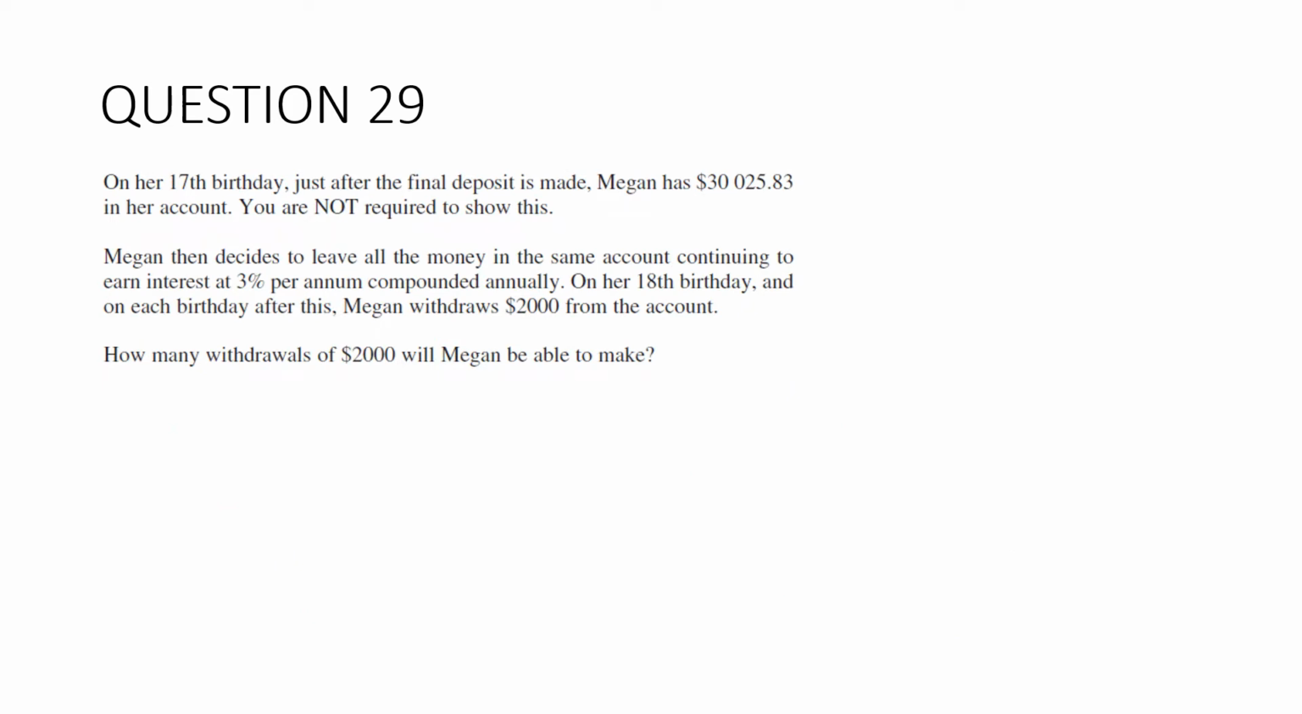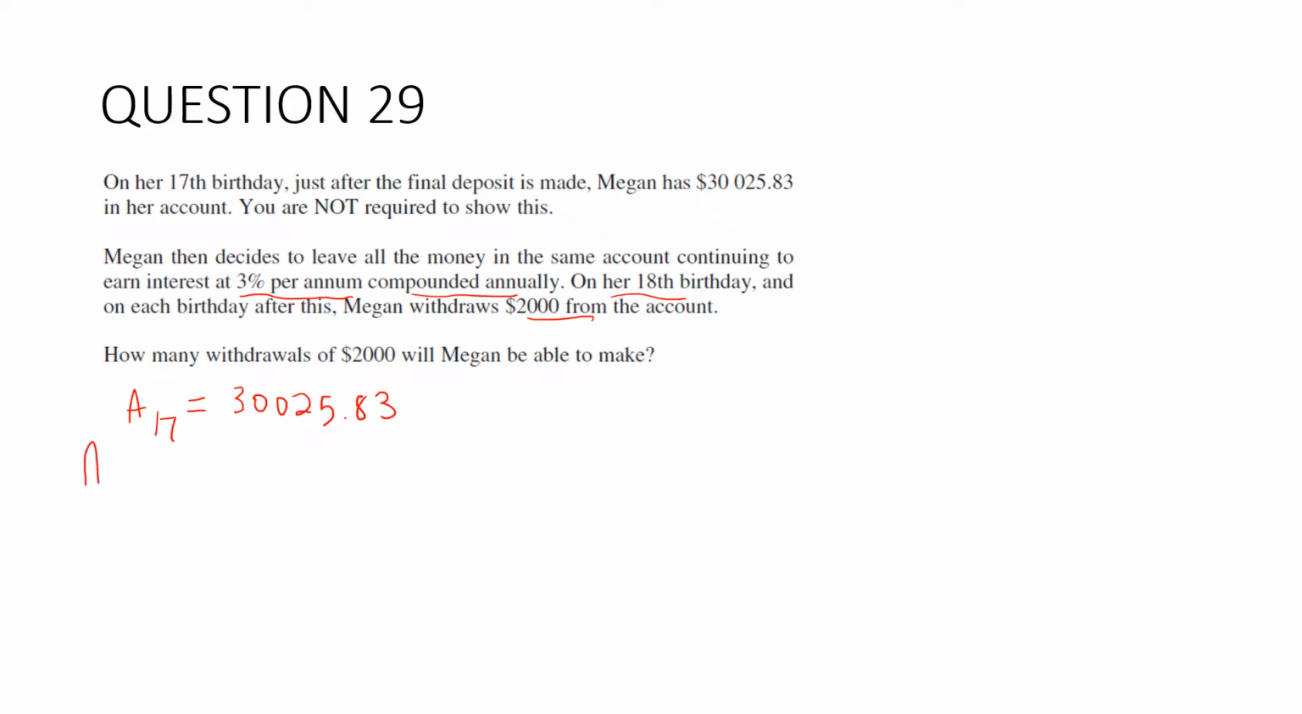On her 17th birthday, just after the final deposit is made, Megan has, so this is A17, $30,025.83. You're not required to show this. She then decides to leave all the money in the same account, continuing to earn interest at 3% per annum, compounded annually. On her 18th birthday, so 1 year later, and on each birthday after this, Megan withdraws $2,000 from the account. How many withdrawals of $2,000 will she be able to make?